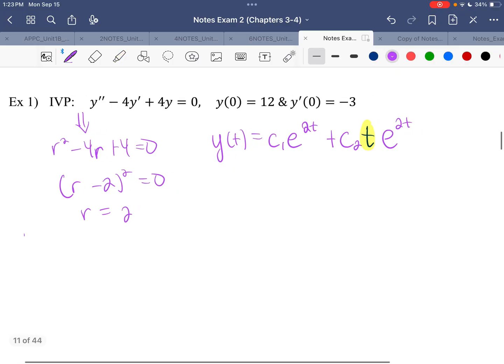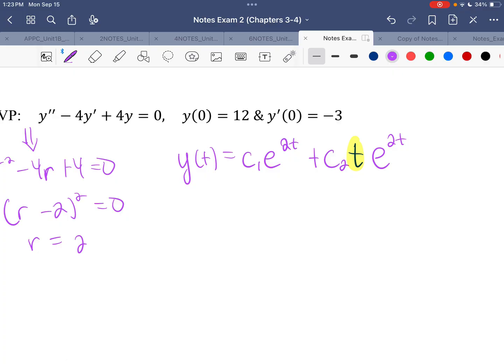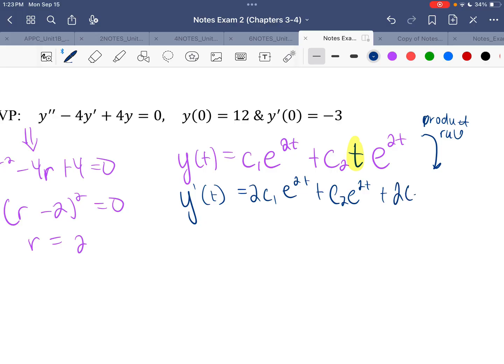Okay, so in this situation, when I plug in my initial conditions, I'm not going to have anything that cancels out right away. It's not equal to 0, first of all, so I'm just going to do my derivative first. 2c1 e to the 2t plus, we have to do product rule, c2 e to the 2t plus 2c2 t e to the 2t. So don't forget your product rule.